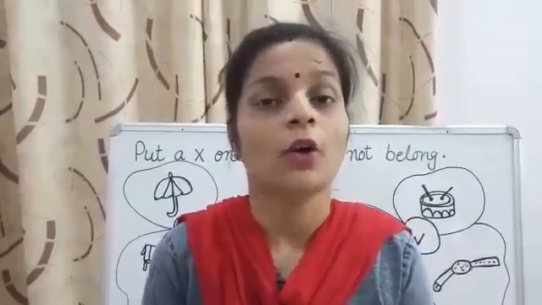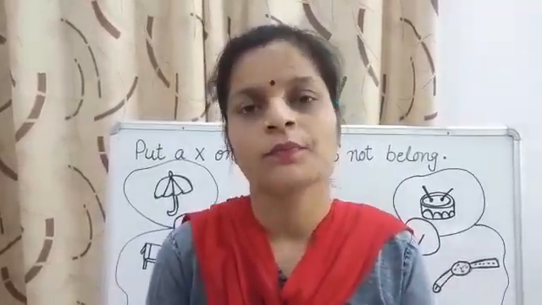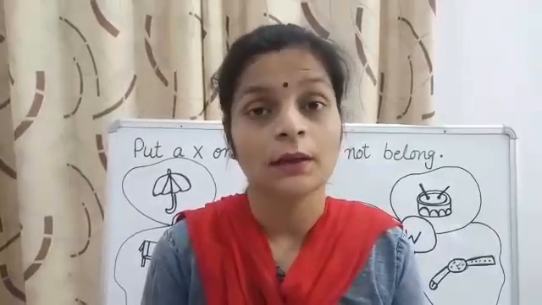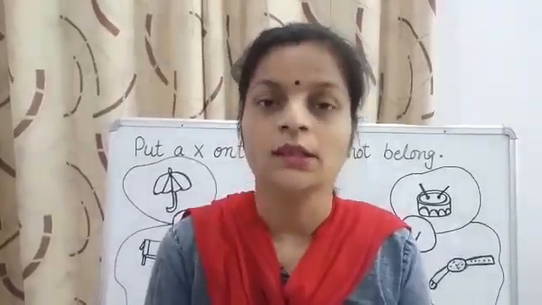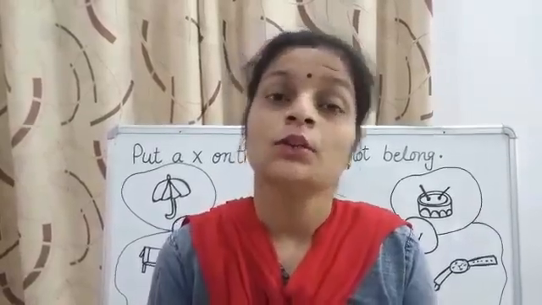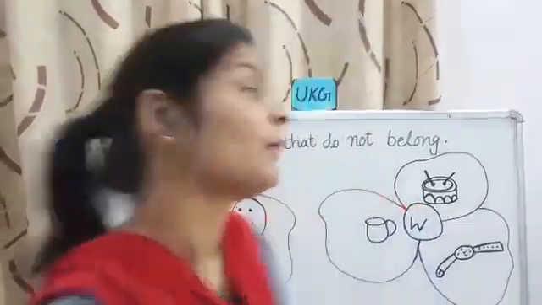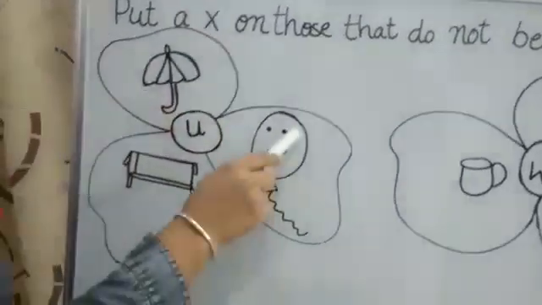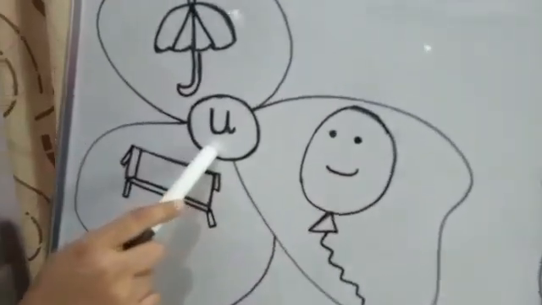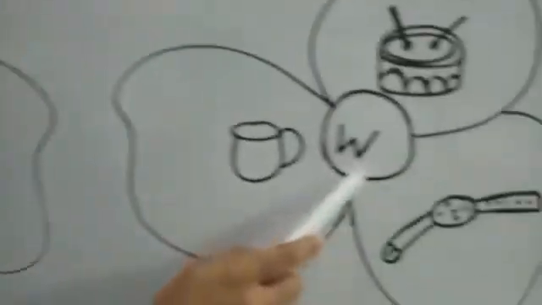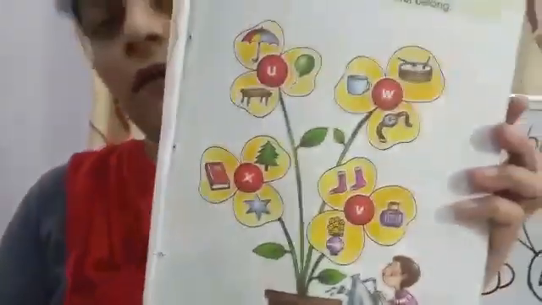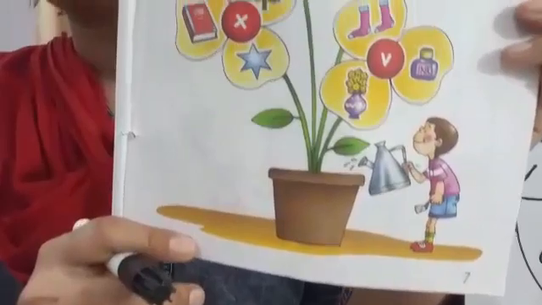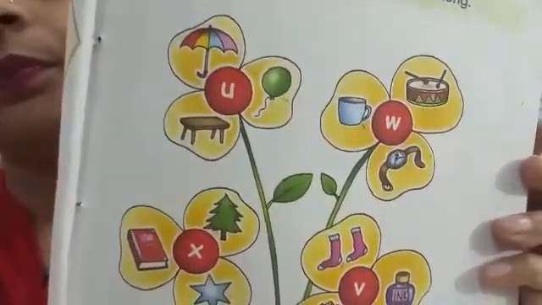Earlier we have done the phonic sounds of the letters, right? We have also done encircle the pictures, encircle the initial sounds, right? Today we will do the opposite of it. Today we will cross the pictures which do not belong to the given sound. This is given on page number 7 of our English reader book. Okay, let's start.